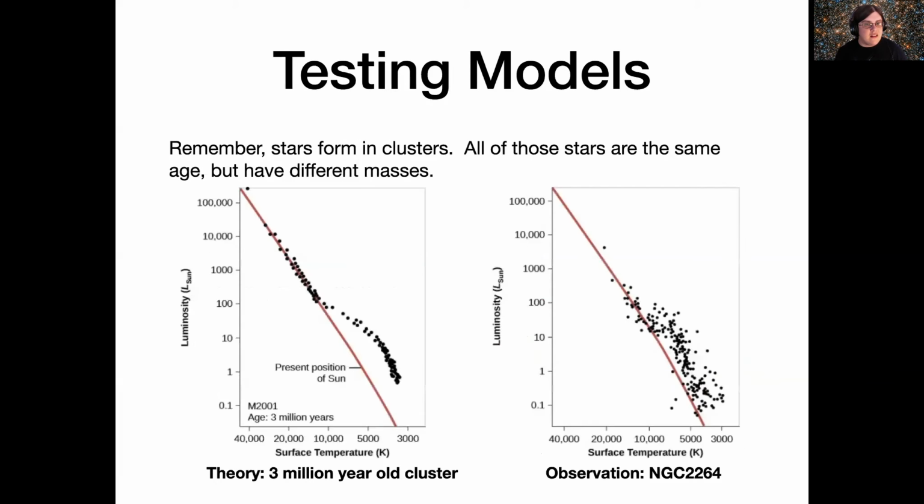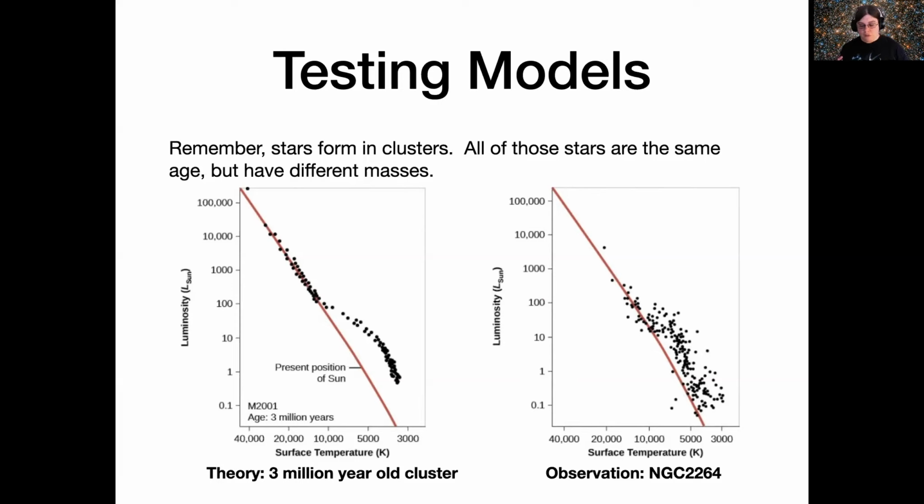And so let's talk a little bit about star clusters before we end the lecture. Because a lot of the way we can test our theories about how stars age and die is by looking at a bunch of stars we know to be about the same age and seeing what they're doing. Because remember, stars form in clusters, so all of those stars are roughly about the same age, but they all have different masses. So we can use our models of stellar evolution to make a prediction about what we would see on an HR diagram, and then test it by looking at a cluster.